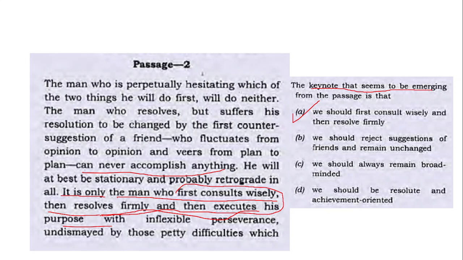Option B: reject suggestions of friends and remain unchanged. Very much an extreme word. No. Option C: should always remain broad-minded. Extreme word. It does not say you have to always remain broad-minded. Option D: should be resolute and achievement-oriented. Yes, true. It is also partially true. But option A is the best suitable option because it has the same words from the passage. Okay.